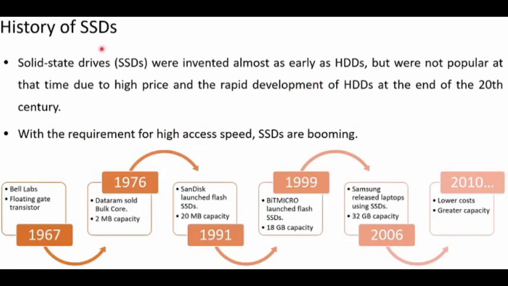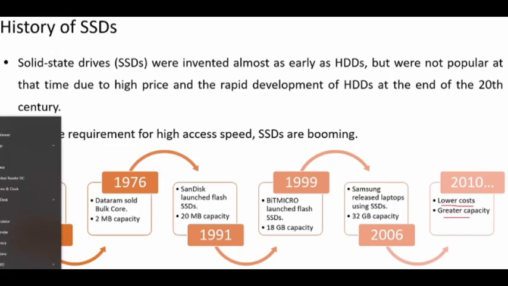Then we have the history of SSDs. Solid state drives were basically invented as early as hard disk drives, but they were not used as much then. They were less reliable and too expensive. For a 2 MB capacity, it was probably like 13,000 or 14,000 USD in the old days. But nowadays it's getting much cheaper, so greatly lower cost and greater capacity. Now you can find terabytes of capacity on solid state disks.